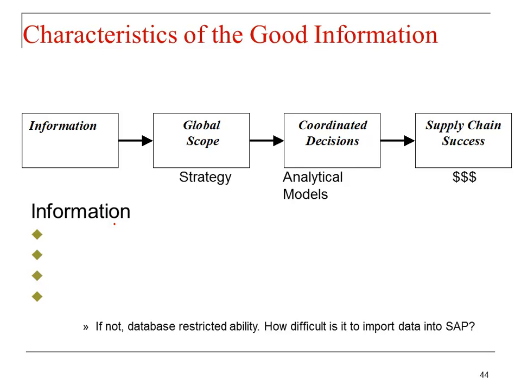Characteristics of good information. Information should be accurate. So good information will allow you to have good models that will allow you to make good decisions. It should be accessible, up to date, and organized in the correct form.